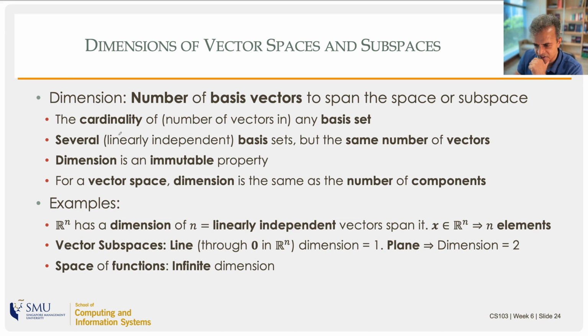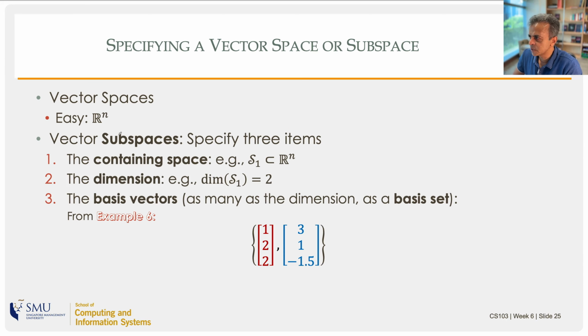Then there are these complicated spaces of functions, which have infinite dimensions. We, being computer scientists, don't really need to worry about infinities because a computer cannot hold infinities. So we will have very large numbers in modern computers, but not infinities. Now let's see how you would specify a vector space or a subspace.